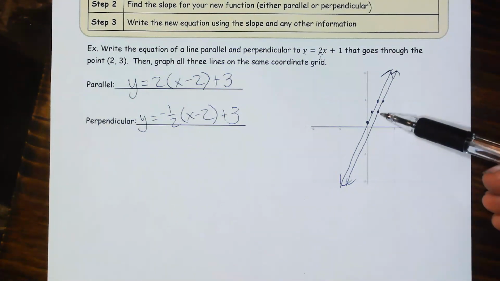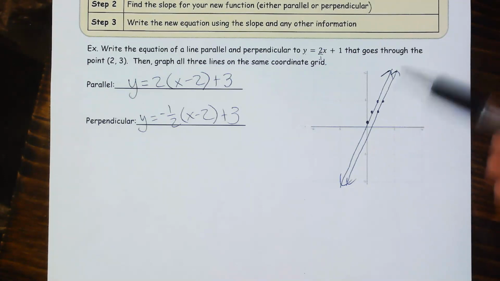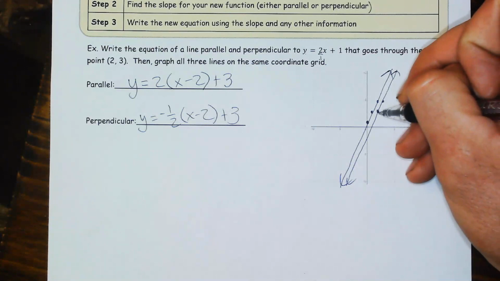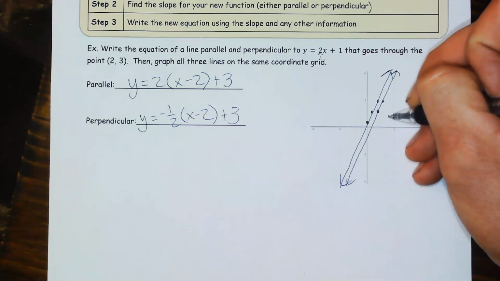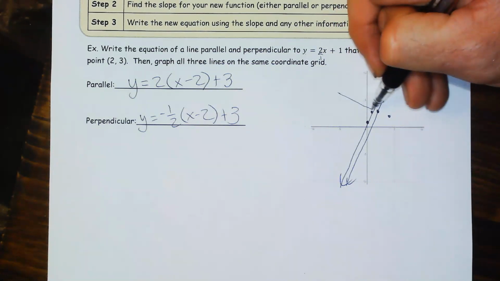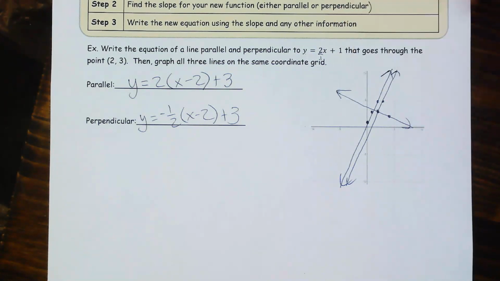Notice I'm going through the point (2, 3), and then I am parallel to that line. And the next one goes through the point (2, 3) as well, but I go down 1 over 2. Okay, down 1 over 2, and then if I connect those dots, notice that I cross at a 90-degree angle. So that's why I wanted all three on the same coordinate grid. That way you could see what parallel lines look like, never touch. Perpendicular lines look like, cross at 90 degrees. Anyway, hopefully that's helpful with parallel and perpendicular lines.